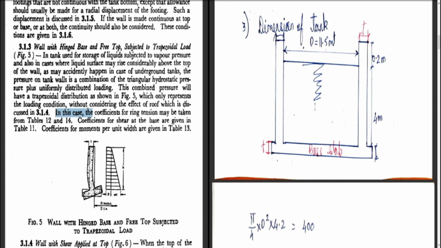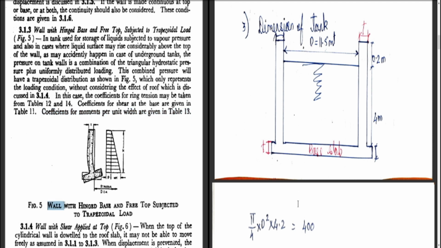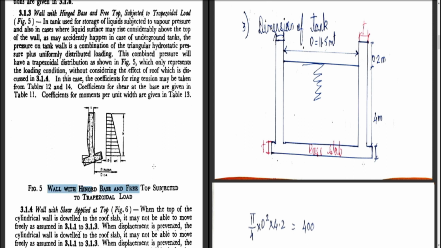This only represents the loading condition without considering the effect of the roof, which is discussed in 3.1.4, that is next class. In this case, the coefficient of ring tension may be taken from tables 12 and 14, the coefficient for shear will be taken from table 11, and the coefficient for movement per unit width is given in table number 13. So this is the diagram for walls with hinged base and free top subjected to trapezoidal load. Now remember, the trapezoidal load comes due to the liquid surface, and it is a combination of uniformly distributed load and hydrostatic pressure.